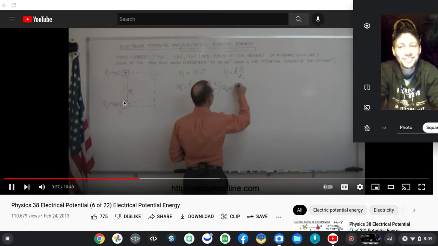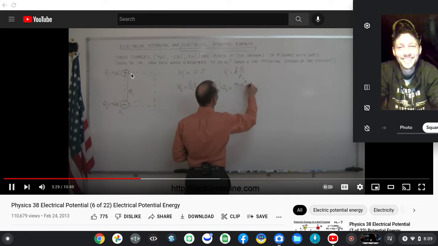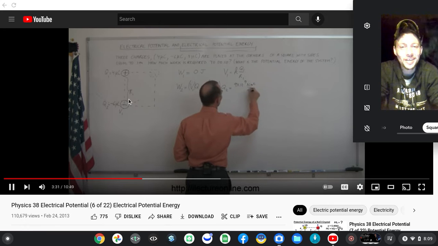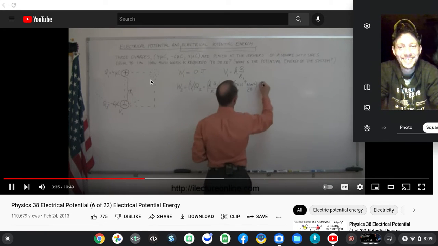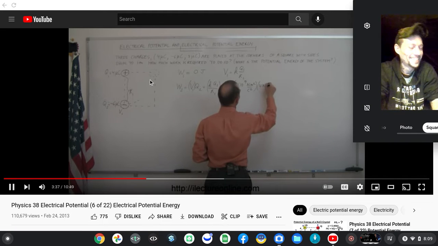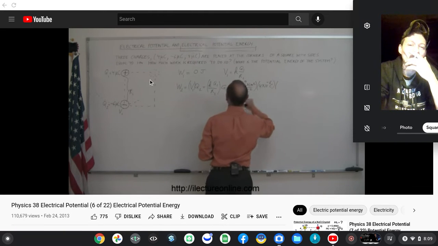U equals 9 times 10 to the 9th newton meters squared per coulomb squared, times Q1. Now Q1 was 4 microcoulombs. That's 4 times 10 to the minus 6 coulombs.